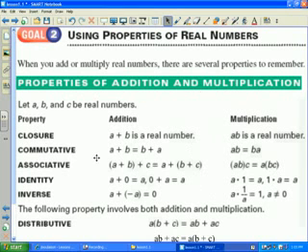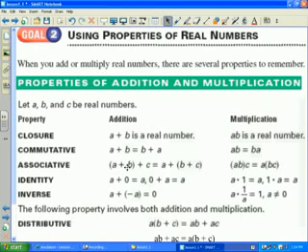The commutative property simply says that if I'm adding two numbers, the order in which I add those numbers will not change the result. The same concept applies to multiplication. The order in which I multiply two numbers will not change the result. The associative property means that if I'm adding three or more numbers, the manner in which I group those numbers will not change the result.